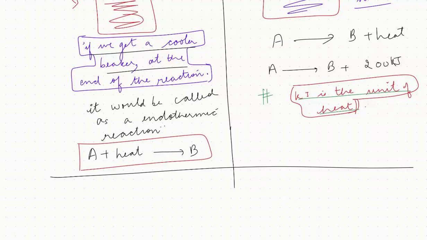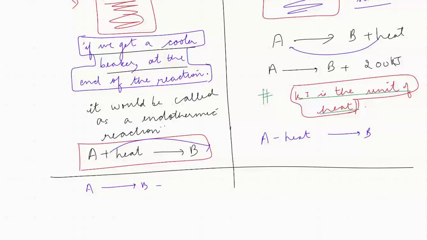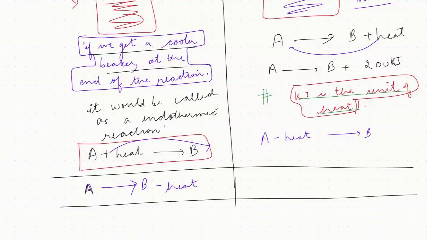Now, if I bring this heat here, just like transposing in maths, this would become A minus heat also gives me B. So I can write it as A gives me B minus heat. So I would have A will give me B minus heat. Got the point? This is a very different way of writing down a particular reaction. All right, so these are thermochemical reactions.